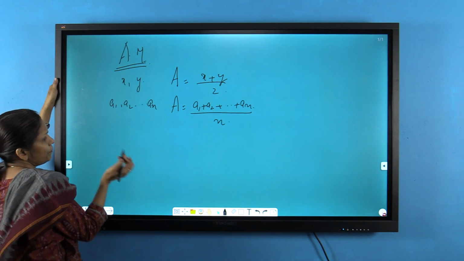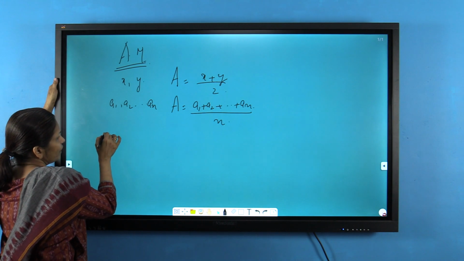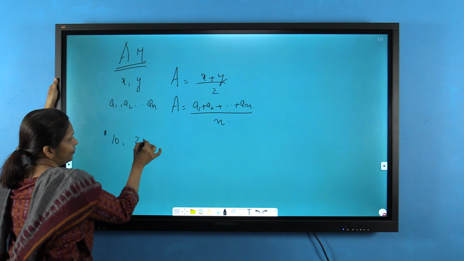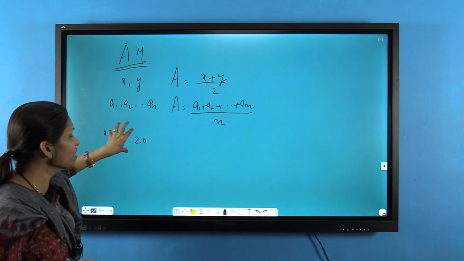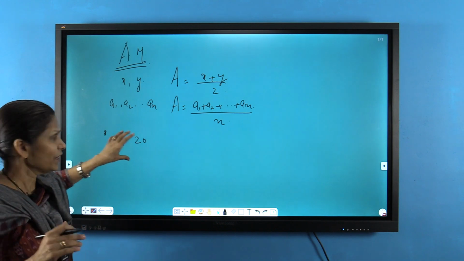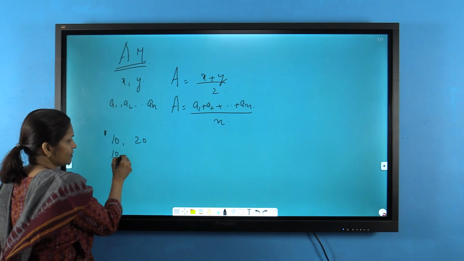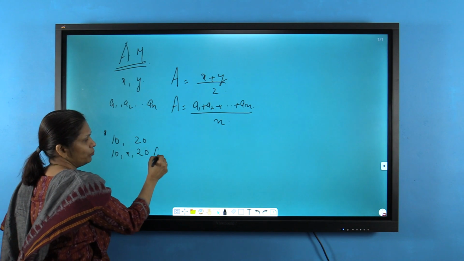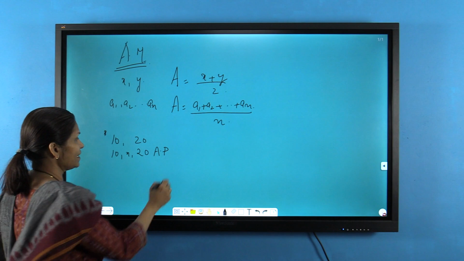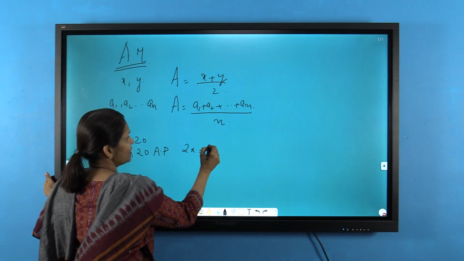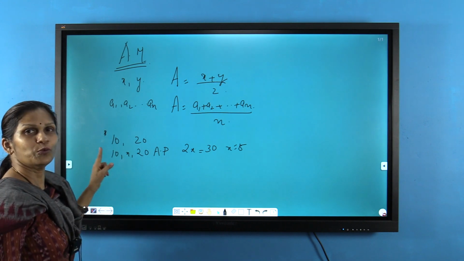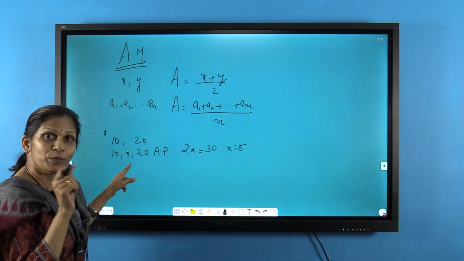Okay. Suppose I have x and y, say 10 and 20. Insert one term in between so that this forms an AP. So, suppose I insert x, 10, x, 20 would be an AP. Since this is an AP, 2b is a plus c, so 2x is 10 plus 20 which is 30, x is 15.